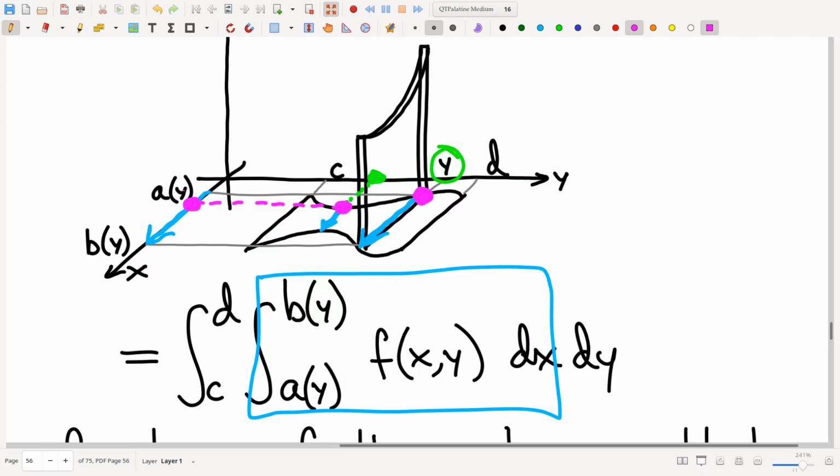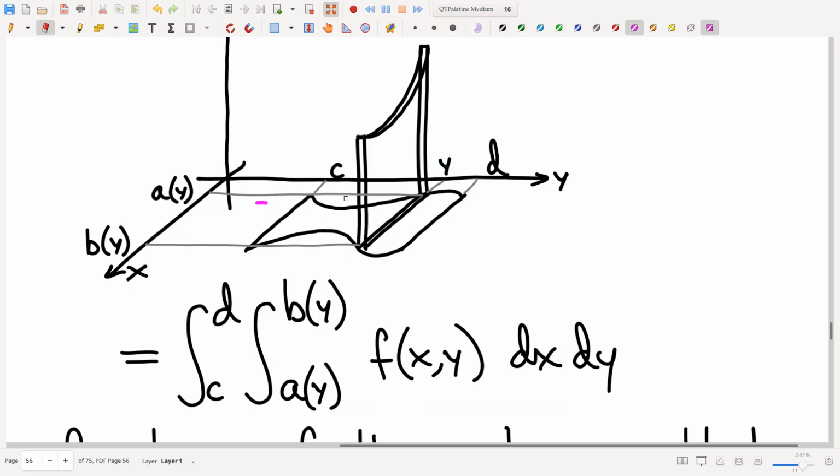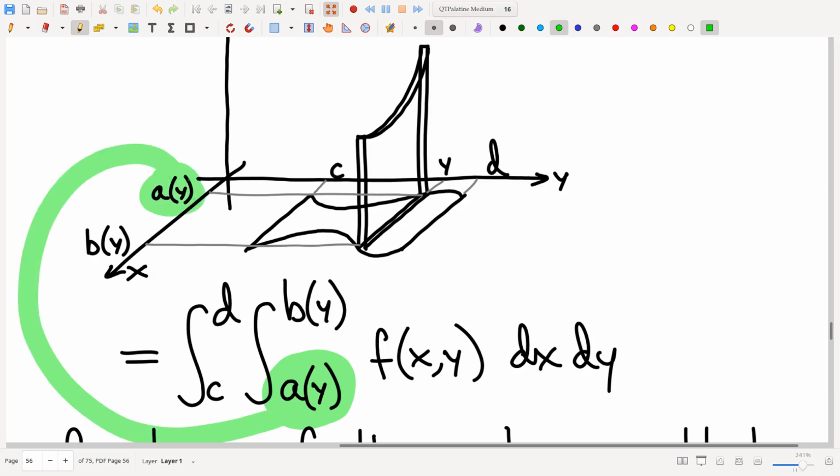And I claim, again, that's the only thing that's going to be different. And you can see that in action by the fact that the x bounds are literally written as functions. So this lower bound for the x integral is written as it should be, as a function of y. Different y's give you different lower bounds. And likewise, different y's give you different upper bounds. Everybody buying it so far?